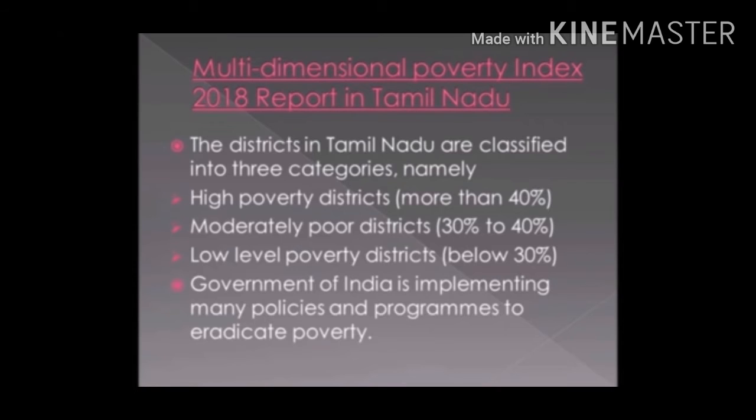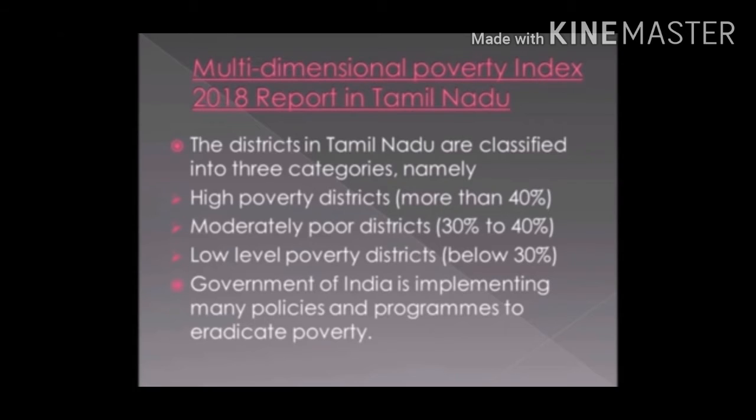Multidimensional nature of poverty. The Multidimensional Poverty Index, MPI, was launched by the United Nations Development Programme and the Oxford Poverty and Human Development Initiative in 2010. The basic philosophy and significance of MPI is that it is based on the idea that poverty is not unidimensional, but rather multidimensional.